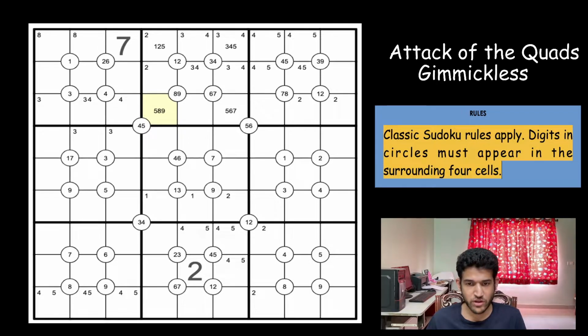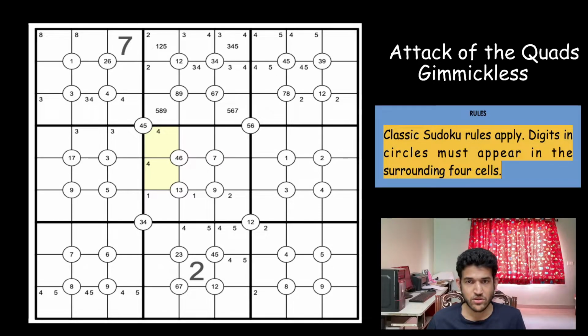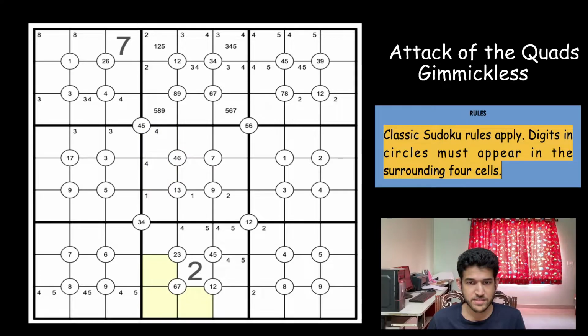Okay, there is a 4 in these 3 cells, 4 in these 4 cells, which means the 4 goes here. That gives a 4 here. Okay, 6 in these 3 cells, 6 in these 4 cells, so 6 goes here. It's beginning to look really messy.